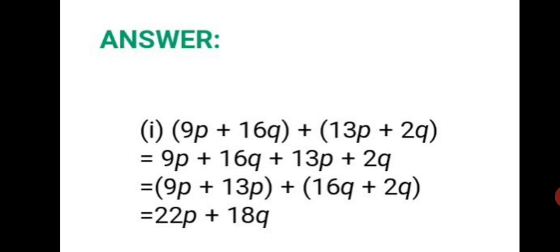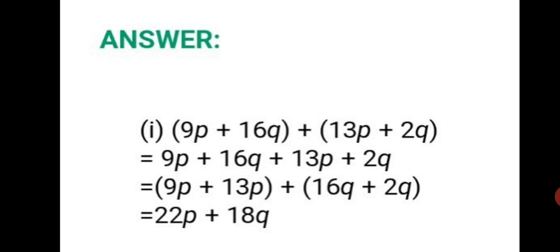Yes, 13p. So 9p plus 13p, we pair up together in one bracket, plus 16q plus 2q is the second operation. When you add 9 plus 13, you get 22. p remains as it is. Variable will not change. Plus 16 plus 2 is 18, 18q. So final answer, 22p plus 18q.